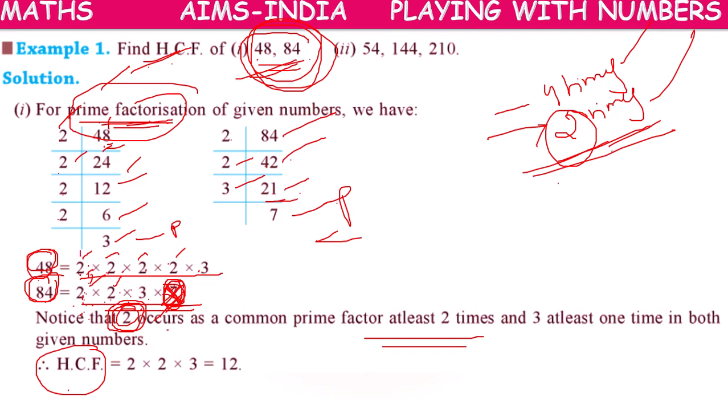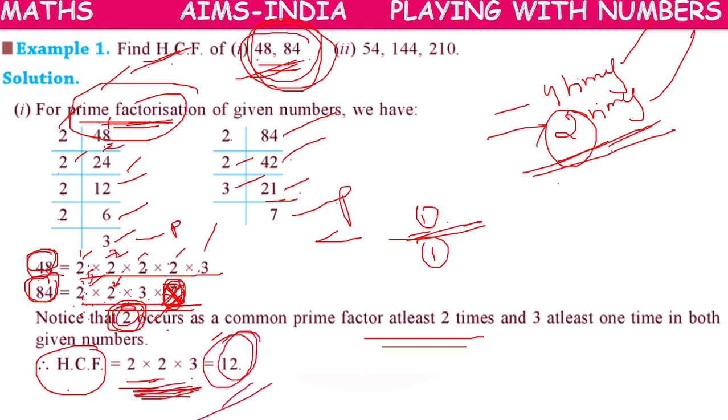2 appeared 4 times and 2 times, so we have to take 2 times. 3 appeared in the first number 1 time, in the second number 1 time. So the least number of times is 1 time only. We can write 3 here. The product of the prime factors, the least number of times, gives the number 12, which is the highest common factor of 48 and 84. Like that we can find.